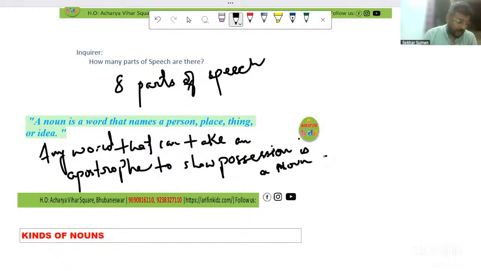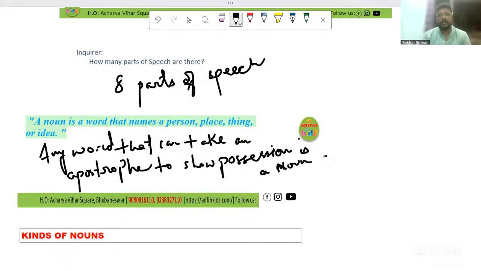Yes. How many types of nouns are there? Yes, dear, we will be coming to that, right? Nouns are naming words. Possessive noun? No, not possessive noun. We have got possessive adjectives and possessive pronouns, which we will be dealing with in another class, right? Let us focus simply on nouns. So any word that can take an apostrophe to show possession is a noun, right?